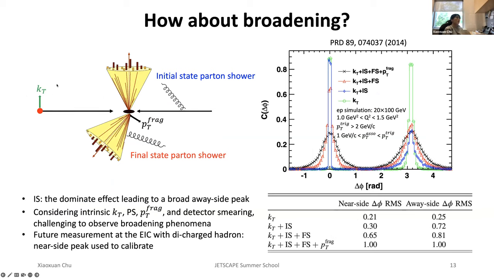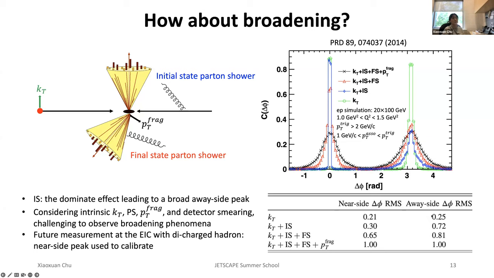But apart from this saturation effect, other effects like initial state parton shower, final state parton shower, and also the fragmentation pT, all of those factors can also cause a broader correlation function. Let's see the simulation results. If we turn on the kT only, it can only contribute a very small contribution in terms of getting the correlation function to be wider.